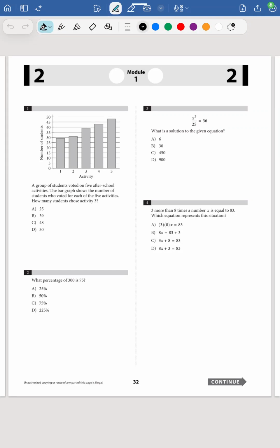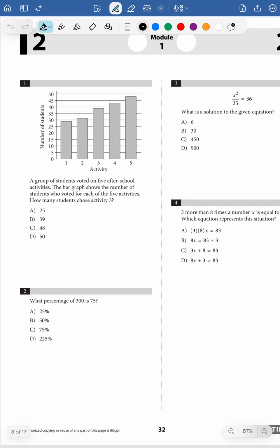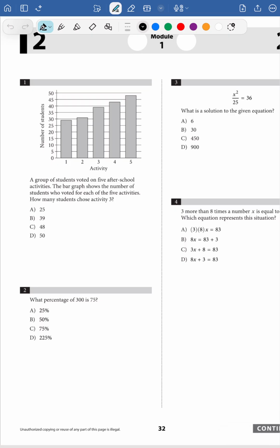The math section of the SAT. This is from a bundle that I saw on College Board. I'll leave the link below. I won't cover specific topics, I'll just cover the math section as a whole.